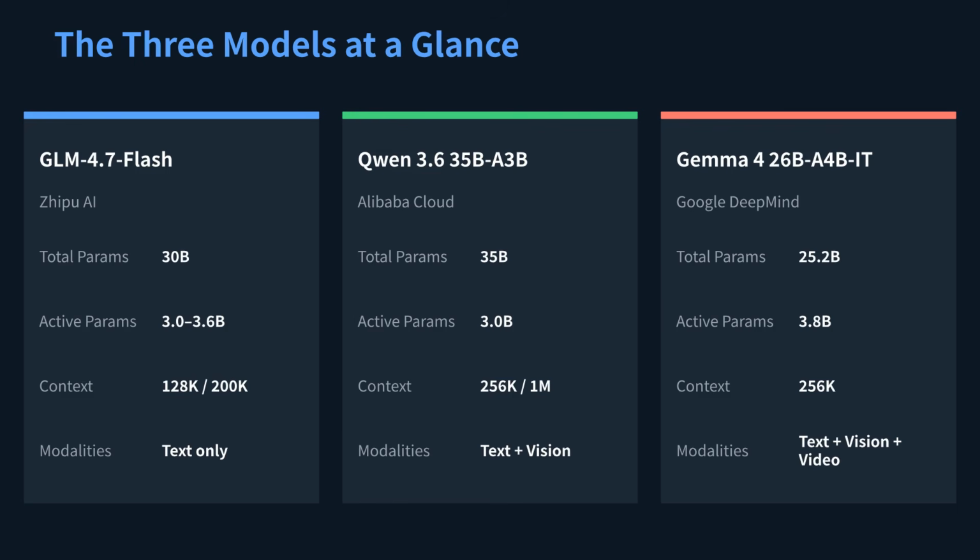Here's the quick overview. GLM-4.7 Flash has 30 billion total parameters, activates about 3 to 3.6 billion, and supports a 128K context window extendable to 200K. It's text-only and laser-focused on speed and agent coding.